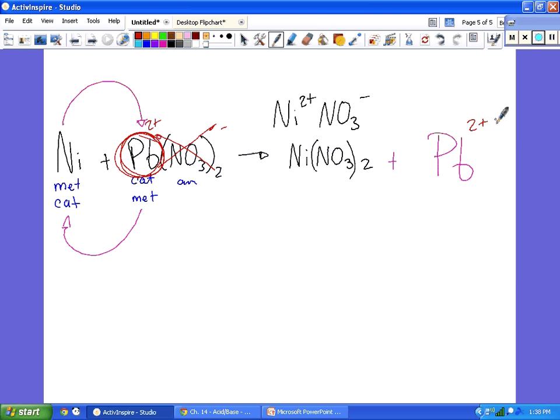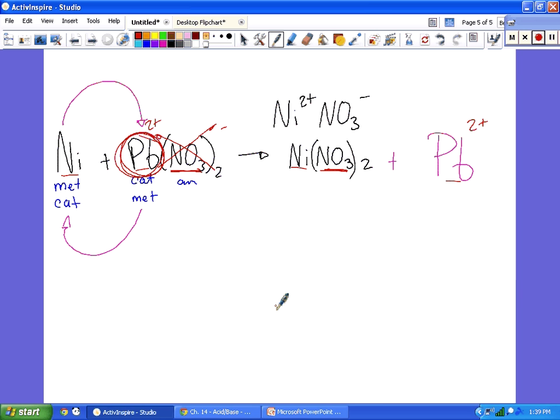AP is a little different. I'm not talking about that. That's why I just said for now. Just go with that for right now. All right, so now basically ignore it. It's already going to show up balanced because it was one nickel, one lead, 2 nitrates, and 2 nitrates. So it was balanced as is.